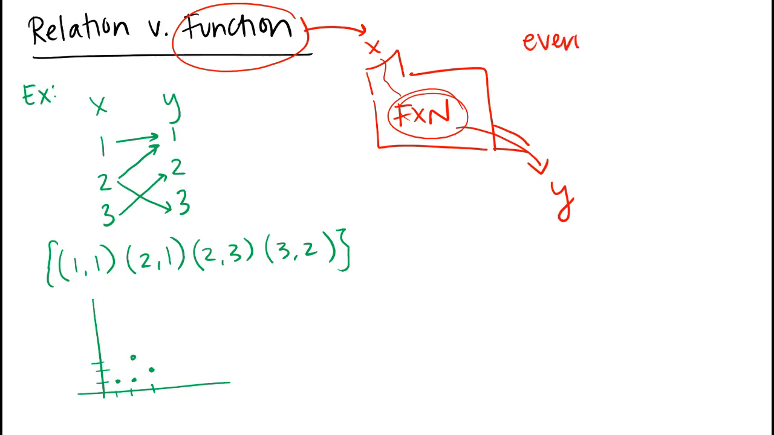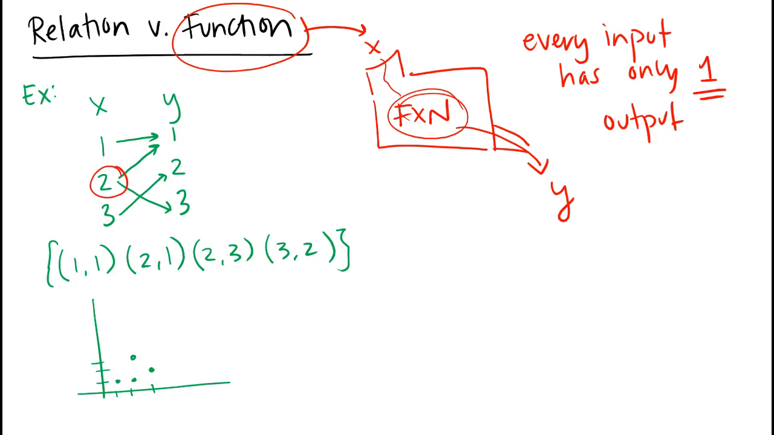Every input, every x, every element of our domain has only one output. So this previous one was a problem. Here, the number 2 had 2 different outputs. The machine was essentially broken. If I put in 2, a function will always give out the same value. It won't give out 2 values or a different value each time. It will always be the same.